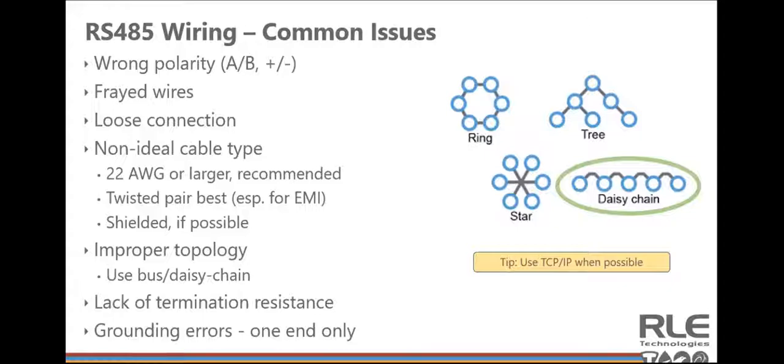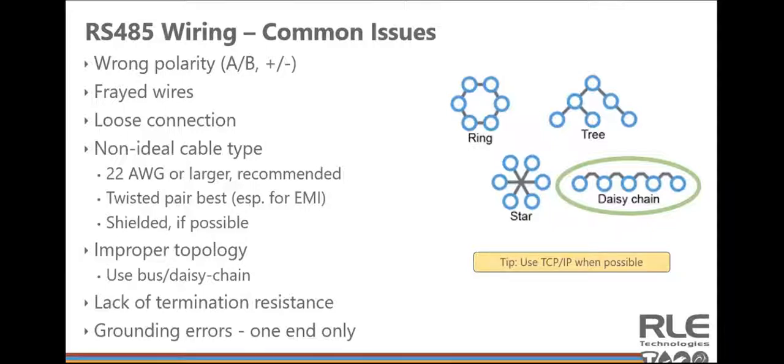I actually see a fair amount of questions about what cable to use. We recommend 22 gauge or larger. Twisted pair is best, especially for environments with a lot of electromagnetic interference, will just help to mitigate those issues. And then if possible, use a shielded cable. Which topology to use? The best you can use to limit interference is the bus or daisy chain.